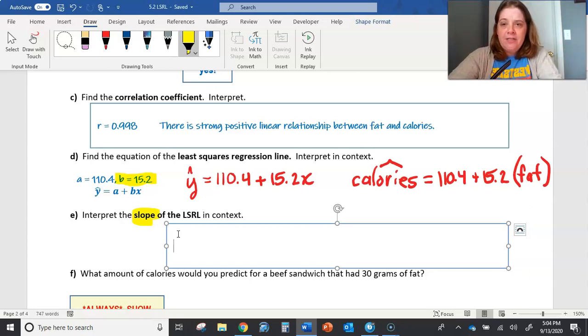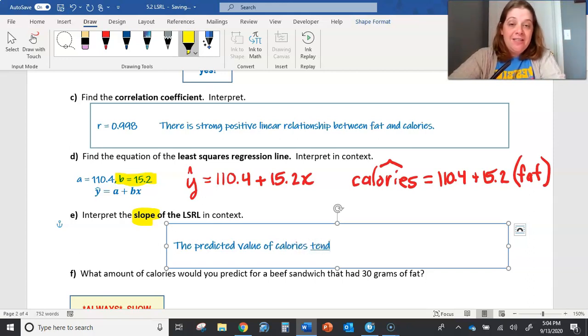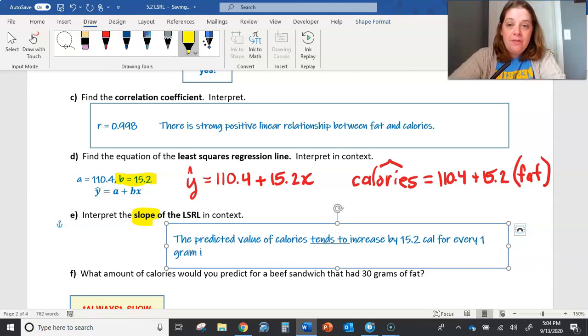We're going to try to write this prediction. So we're going to say the predicted value of, now what was Y again? You've got to think, that's calories. Okay. And then I'm going to use this phrase, tends to increase, because it's positive, by 15.2 calories for every 1 gram increase in fat.